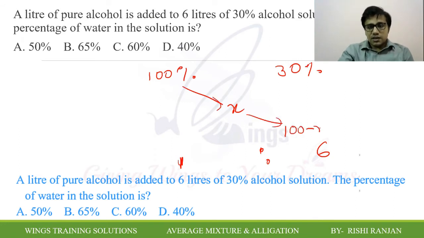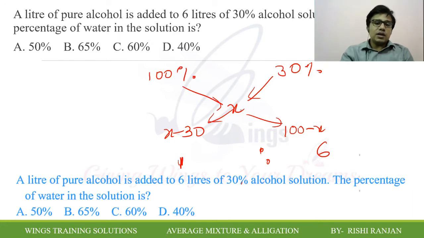Now let's find the difference here. This one is 100 minus x, and this cross difference is x minus 30. Some of you might be thinking, why have I taken x minus 30 and 100 minus x here? We don't know the value of x, but one thing we know, x is the overall mixture concentration, which always has to be between 30% and 100%, which means x is bigger than 30 but smaller than 100. That's why, to get a positive number, 100 minus x, bigger minus smaller, and x minus 30, bigger minus smaller. So we always do bigger minus smaller.